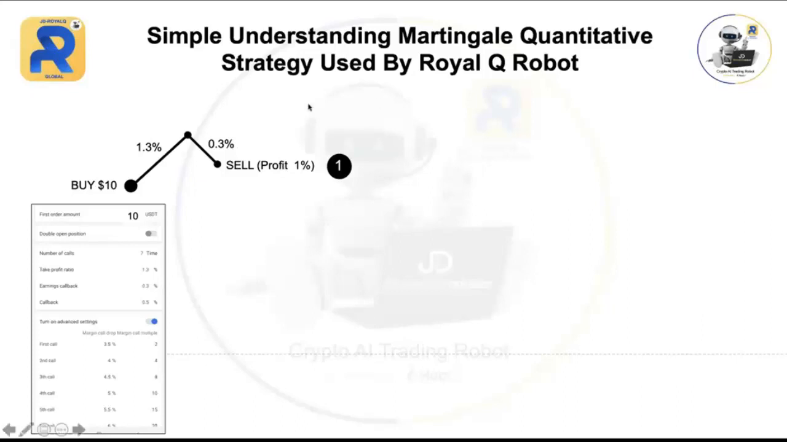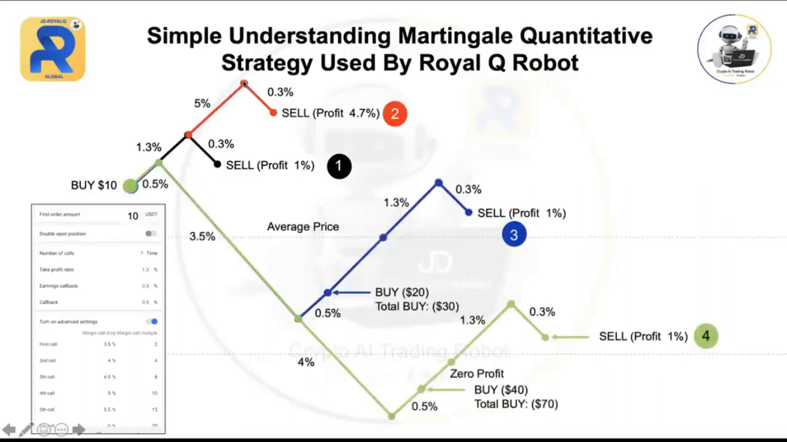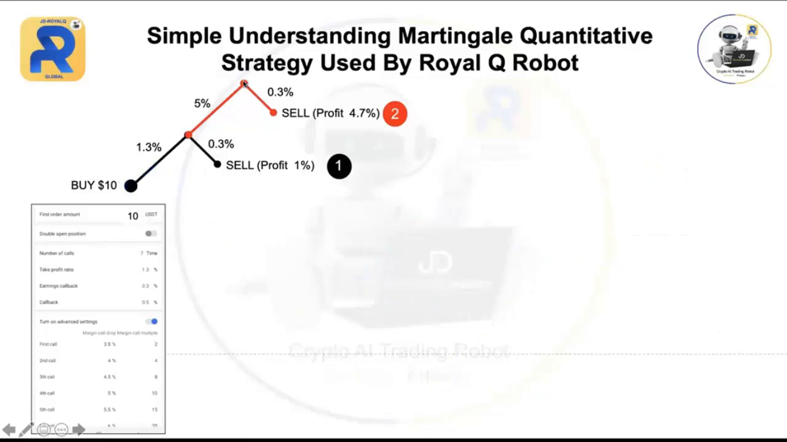Now, let's say the market opens, the robot executes the trade, and it goes all the way up to 5%. And then there is a callback, sorry, a callback here by 0.3. So 5 minus 0.3, now your profit is much greater at 4.7%. Can you see that? 4.7% of your $10. So that is the second scenario.